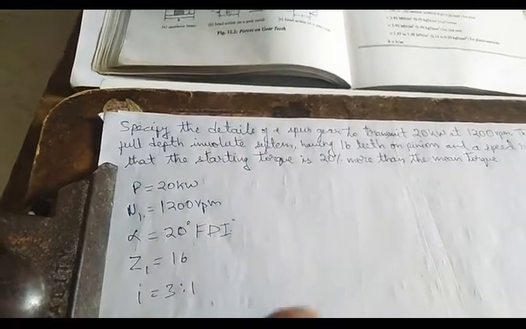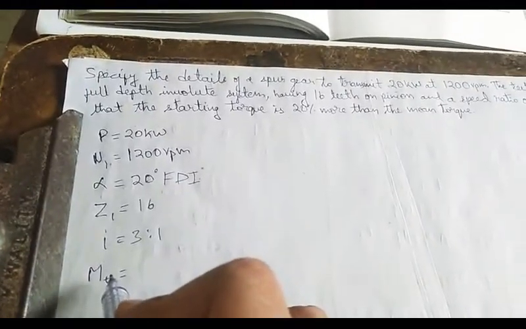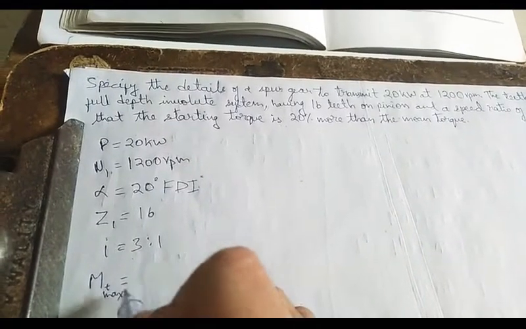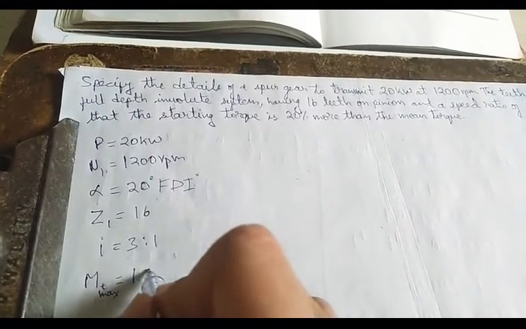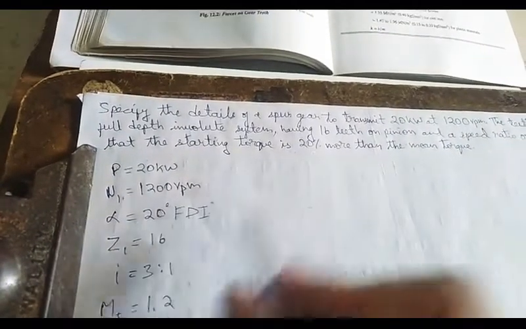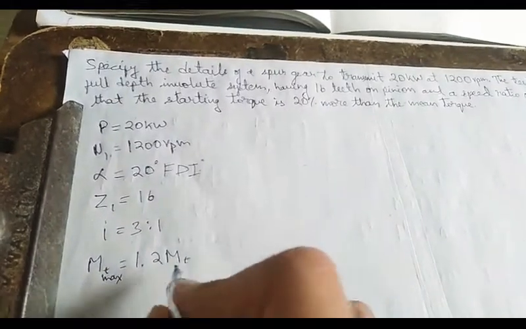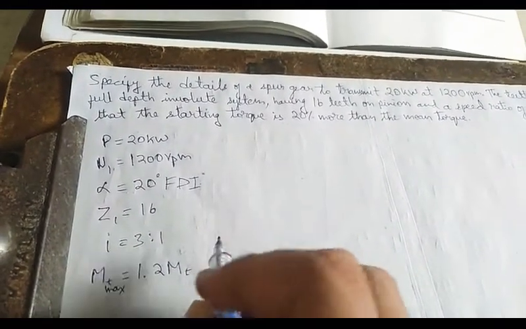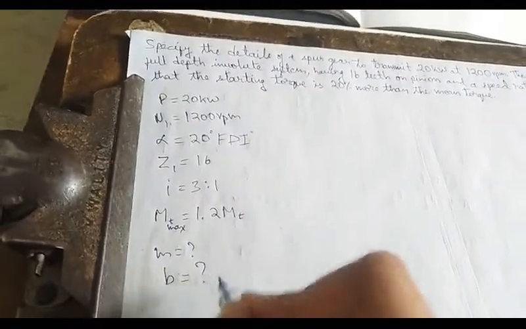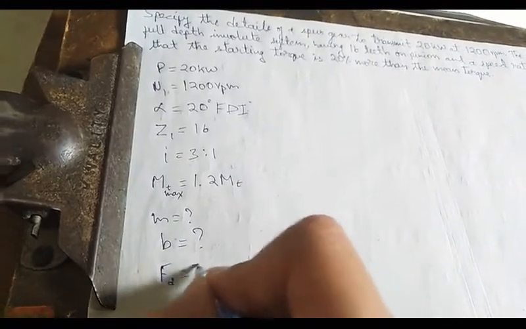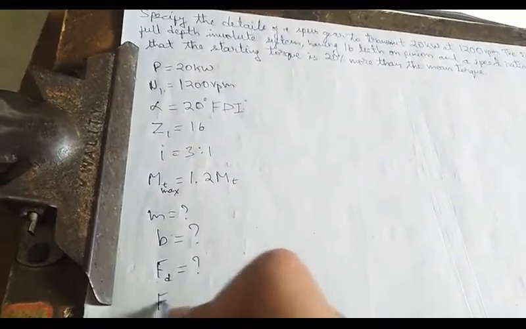So we will call torque as MT. So starting torque, if we call this as MT max, is equal to 1.2, that is 20% more, 1.2 times the mean torque. Mean torque is simply, we will call it as MT. So we need to find the module, B face width, dynamic tooth load, endurance force.